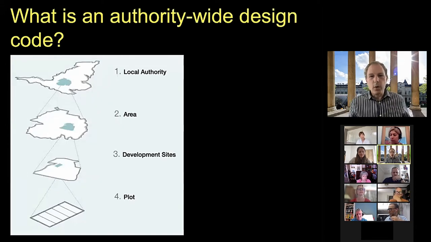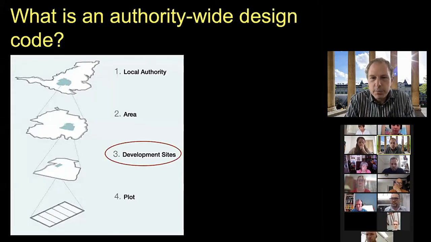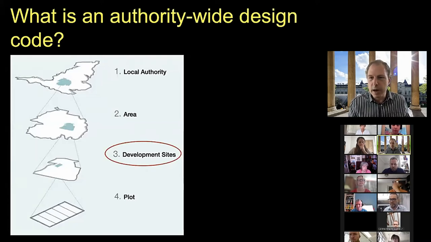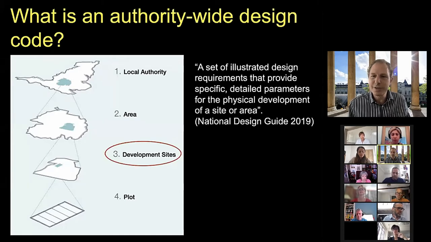Well, up until now, the term design code has been used or most associated with the sorts of codes produced for specific sites, typically in relation to a particular planning application, often produced by developers or their consultants rather than by local authority teams or their consultants. And in 2019, design codes were defined in the National Design Guide as a set of illustrated design requirements that provide specific detailed parameters for the physical development of a site or area.